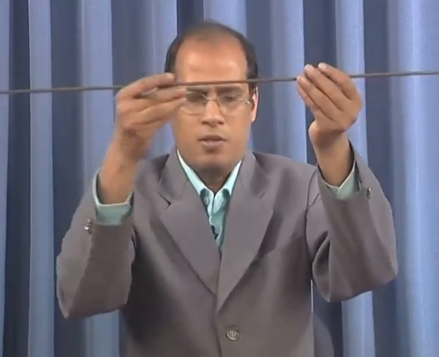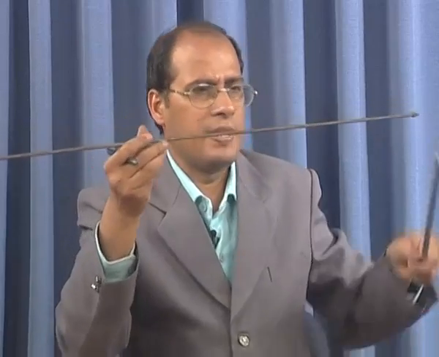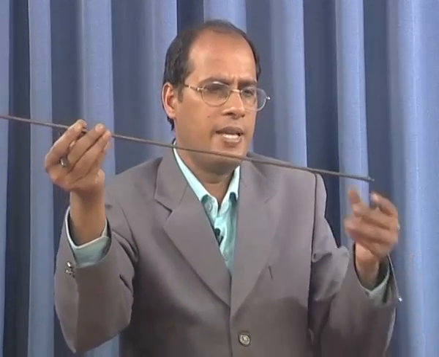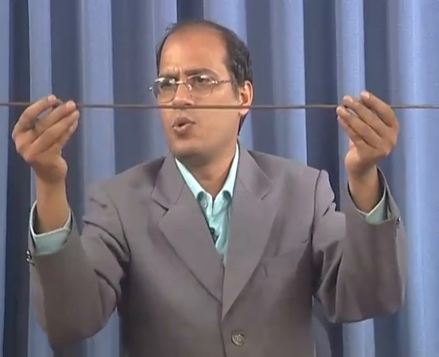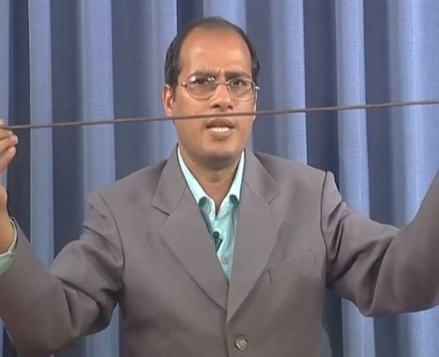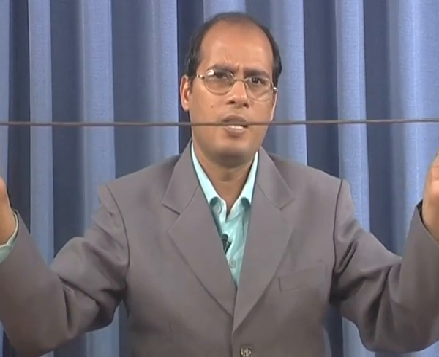If the shaft is very slender like this, in comparison to this shaft, you can tell this shaft is very slender because of the L by D ratio, which in this case is very large. In that case, you can consider the shaft as an Euler Bernoulli beam, and you can consider the transverse vibration of this shaft.